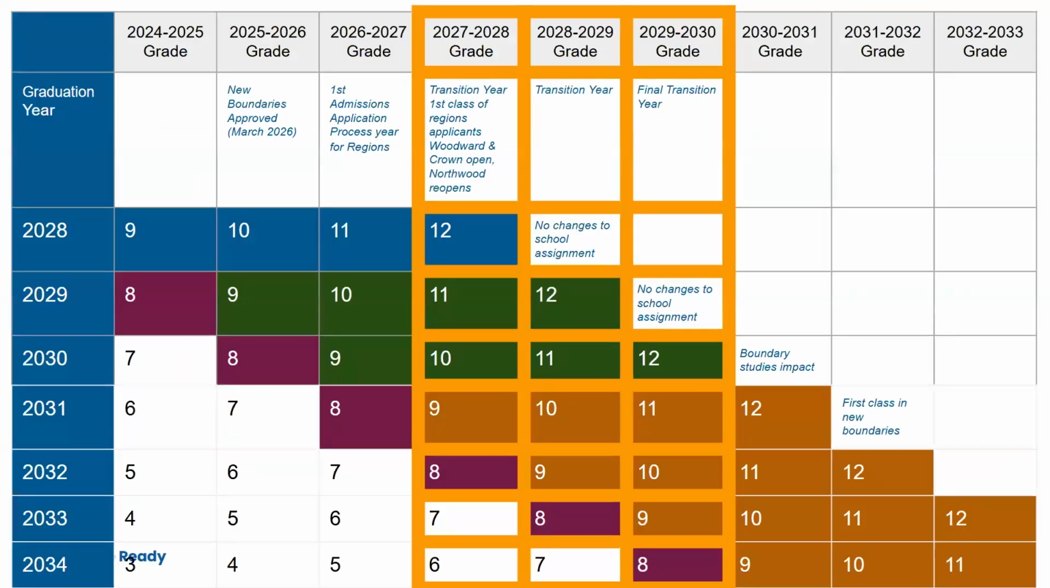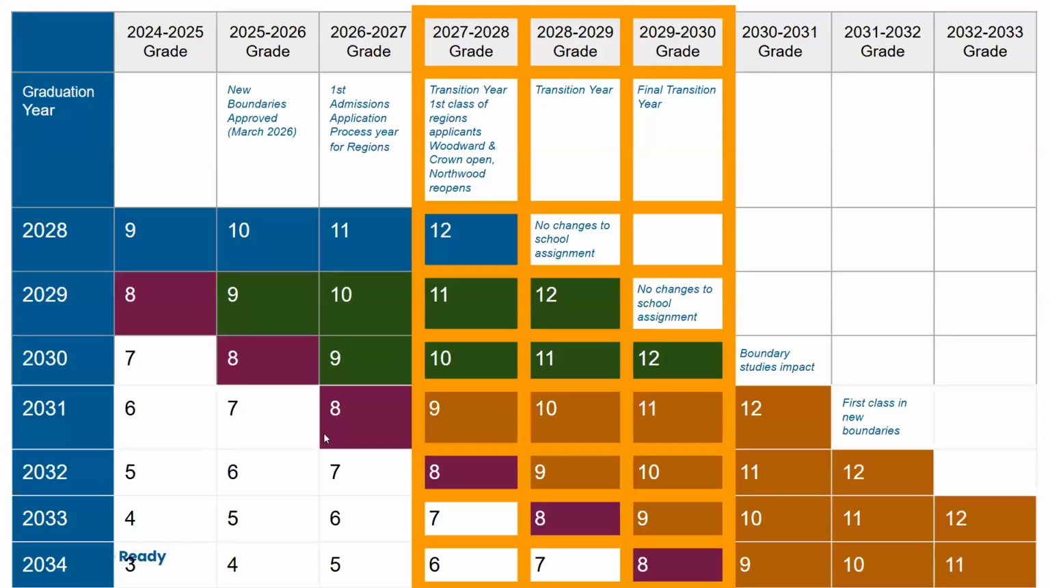So here's a visual to help you follow along with what's happening in the timeline. On the left, you will find the class of students, and you will follow it along the timeline using the school years at the top. So let's start with our current 8th grade students. You will see they are the class of 2030. This class will remain in the current process and graduate from high school in 2030.